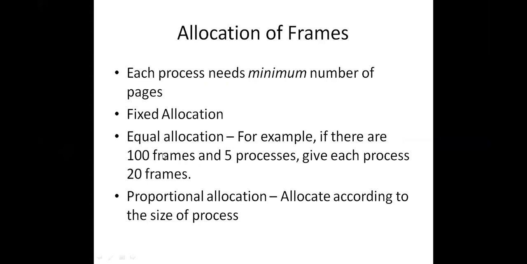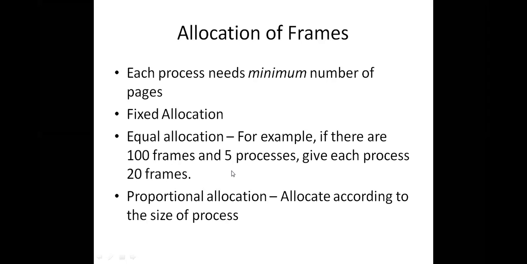In this example, there are 100 frames and the number of processes in the machine is 5. So each process will get 20 frames. 20 into 5 is 100, right? So that is called equal allocation. And the second one is proportional allocation. So what is the need of going to proportional allocation?